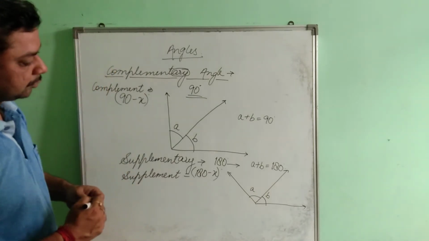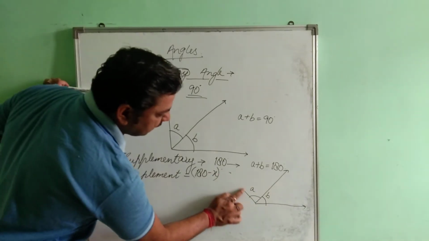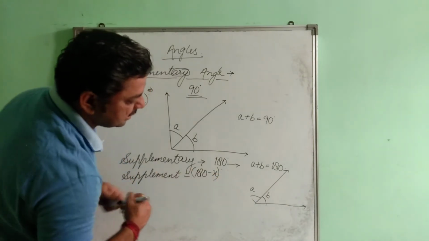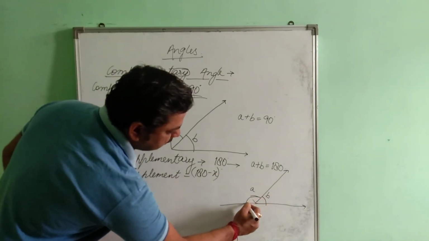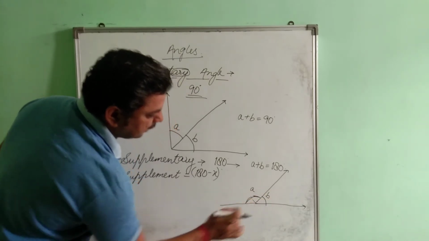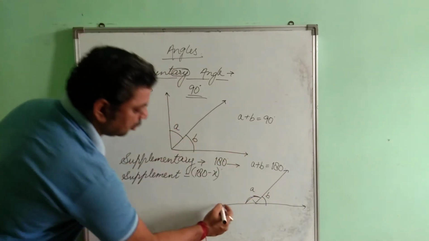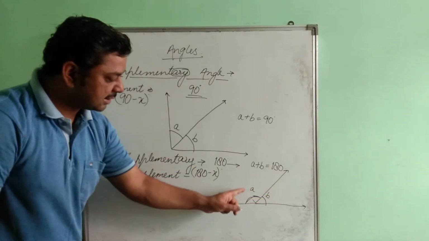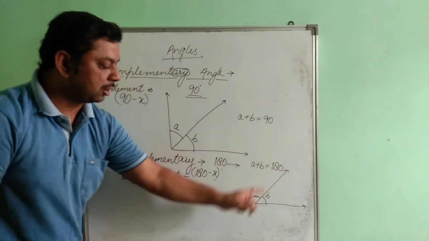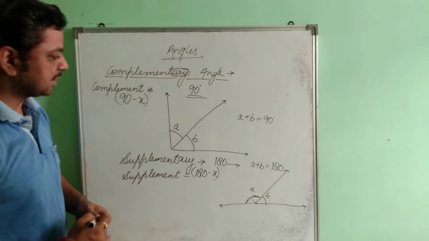Okay? Or you can take it in this manner. You take this ray in this manner. Clear? Because this is your 180 degrees and 180 is considered to be a straight line. So in that case, A plus B equals 180 degrees. Clear with this?